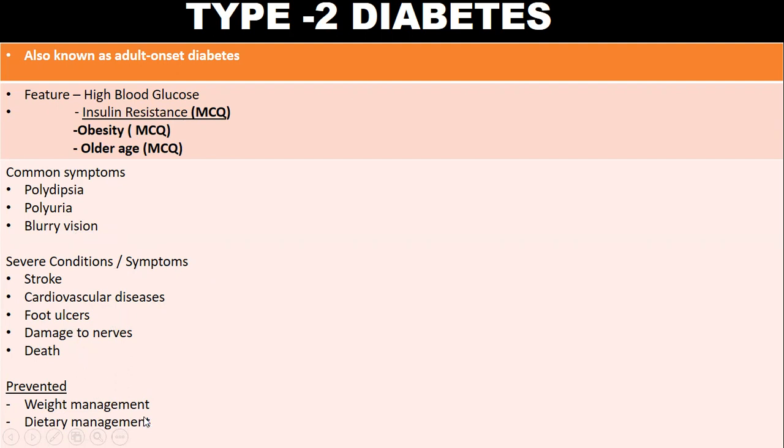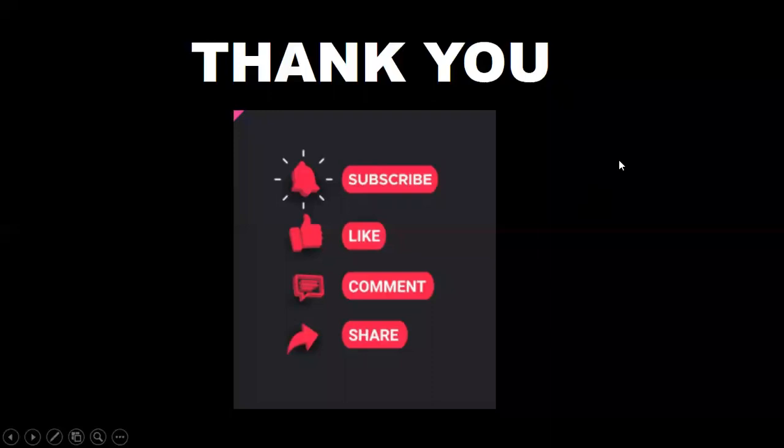The prevention is different. First is weight management. Why weight management? Because we have obesity. The patient has obesity in this diabetes, and then dietary management. Obviously, diet is our priority in diabetes. So guys, that's all from my side on this topic, diabetes.